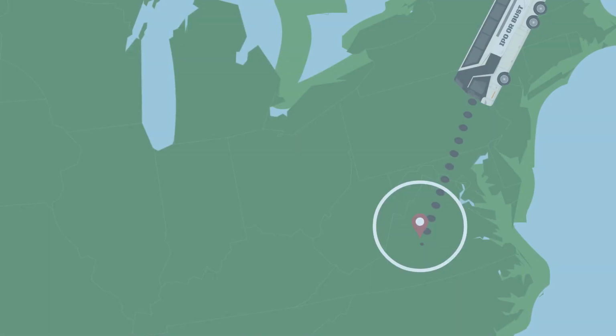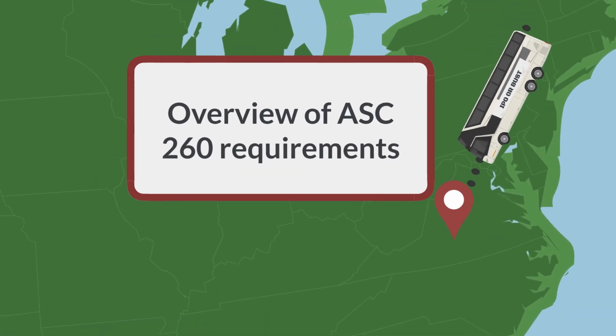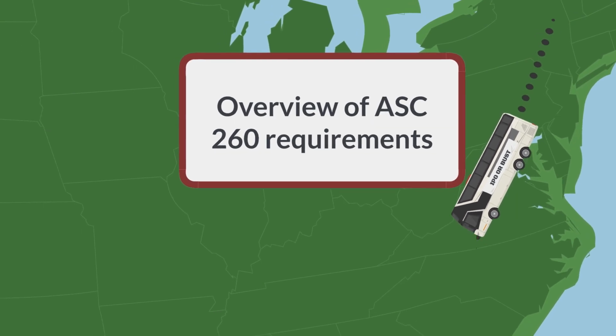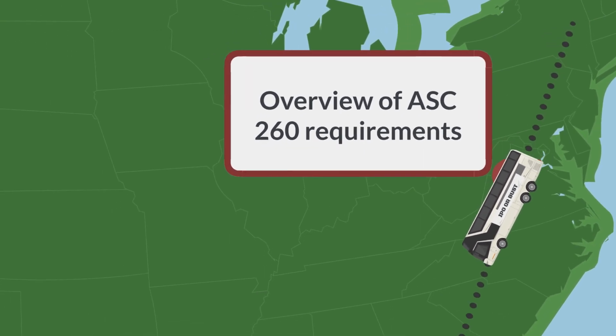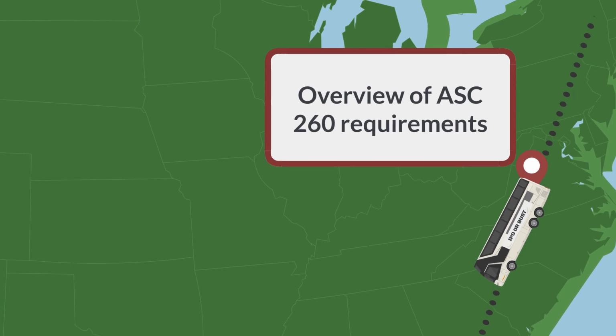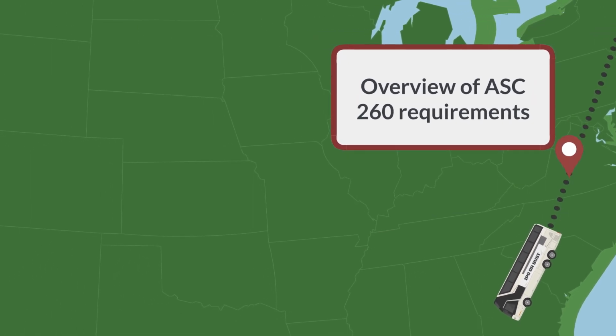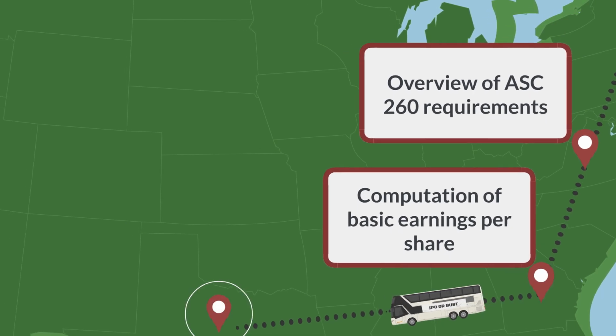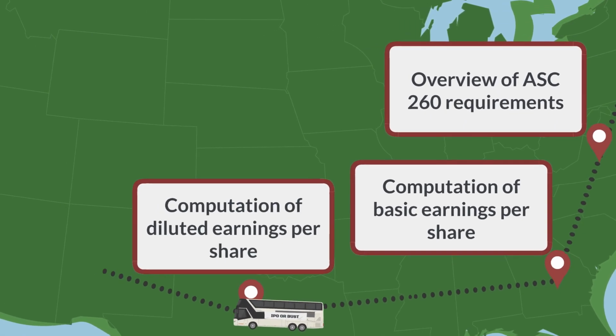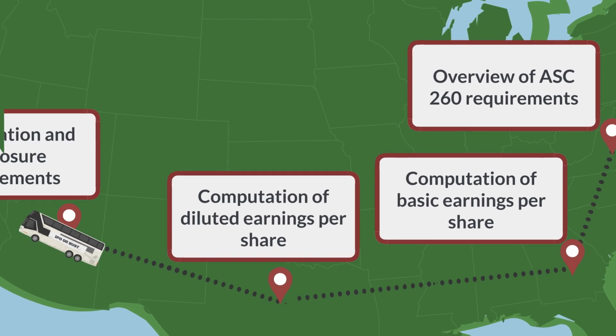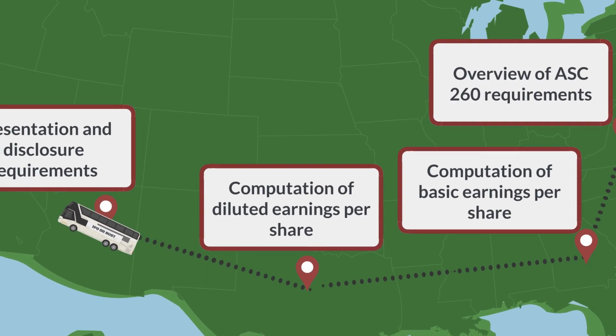In this e-learning, you'll review the fundamental concepts of ASC 260, earnings per share. You'll learn about general requirements, as well as how to compute the two required performance metrics for entities in scope, basic earnings per share and diluted earnings per share. You'll also learn about required presentation and disclosure requirements.